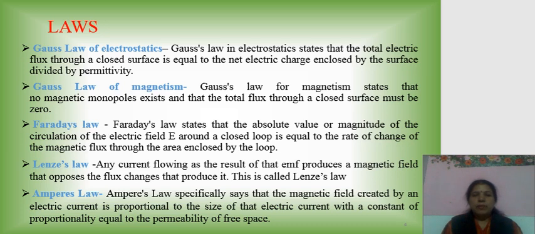And Ampere's law, the last one. Ampere's law specifically says that the magnetic field created by an electric current is proportional to the size of that electric current, with a constant of proportionality equal to the permeability of free space. These laws, Gauss law, Faraday's law, Lenz's law and Ampere's law, were used by Maxwell and he created new equations, which are called Maxwell's equations.